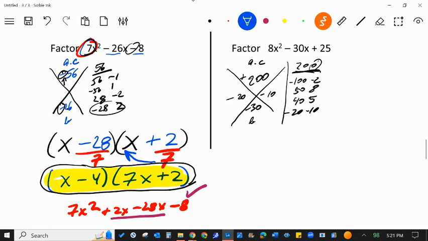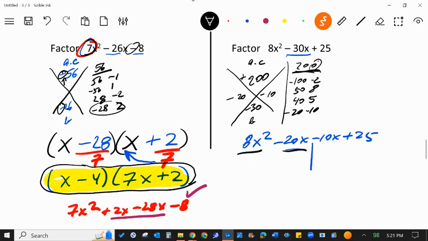Let's use the other method here where we'll do the 8x squared and we'll split negative 30x up into those two separate ones. Negative 20x minus 10x, and then we'll do the plus 25. Split this in half. I can divide both of these. It looks like they both have an x in them. But the 8 and the 20, okay, 8 doesn't go into 20, but 4 goes into both of them. So 4, I'll do as if I'm taking out a 4 from both.